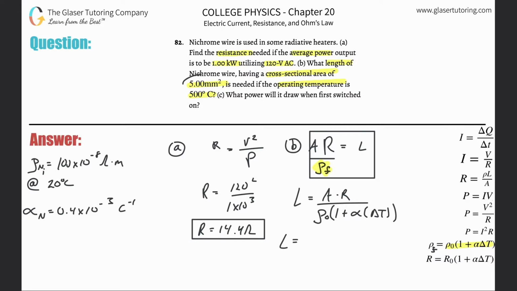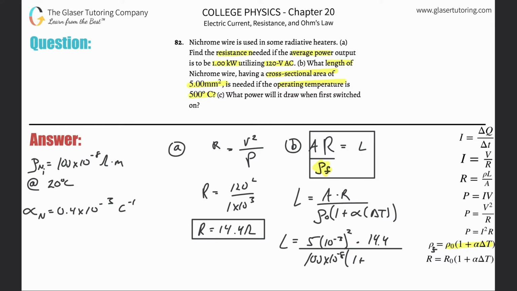So the cross-sectional area they told us is 5 square millimeters, but we need that in meters. So take 5, multiply it by then 10 raised to the minus 3. That would have gotten us to meters, but then you got to square it because we're dealing with square millimeters. Multiply that now by the resistance, right? So the resistance here is what we found in the first part. We're assuming that this is the resistance when the radiative heater is at operating conditions, okay? So 14.4. Divide that then by the initial resistivity, which is the 100 times 10 to the minus 8.